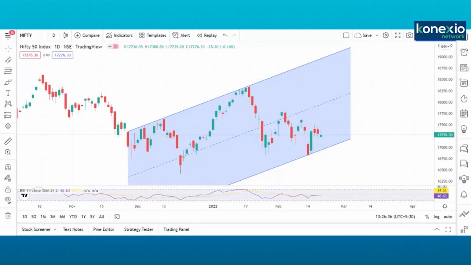17,639. So most probably because of the monthly expiry, we are giving a broad range where Nifty might trade highly volatile. The strategy should be buy on dips. Any dips should be used as a buying opportunity. Now let us see what we have observed in Bank Nifty. So let me show you the Bank Nifty chart.